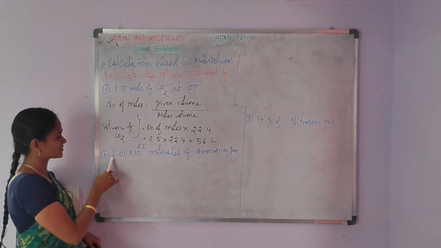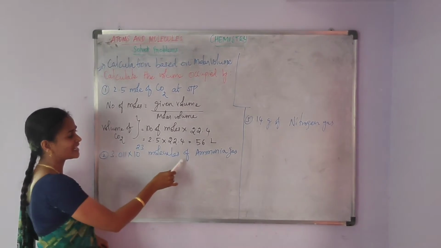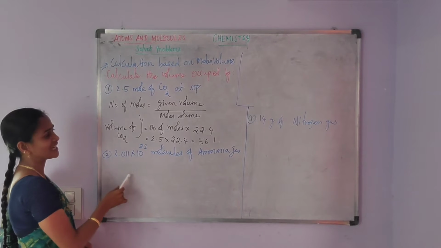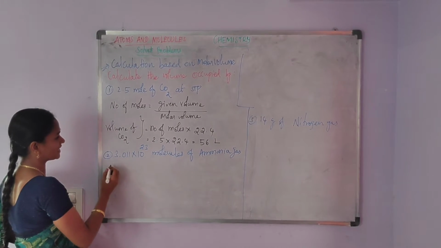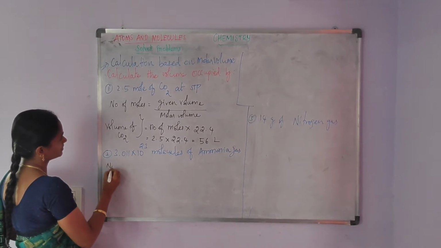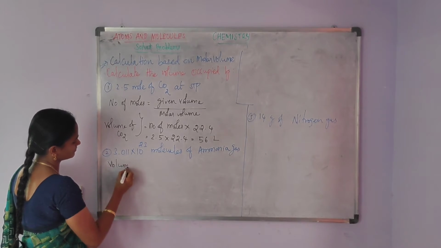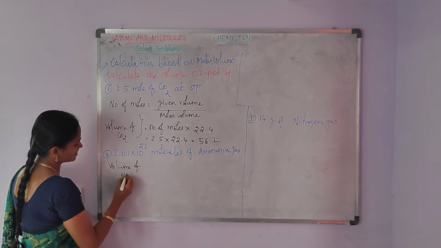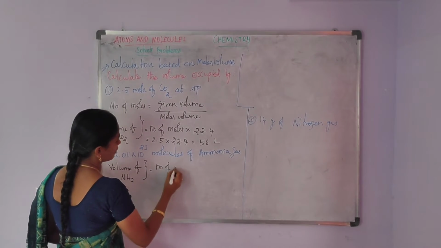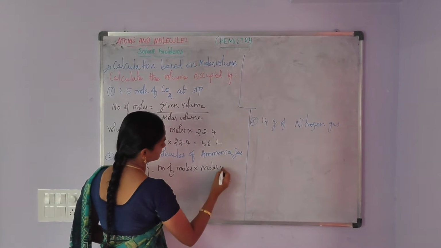The second one is 3.011 into 10 power 23 molecules of ammonia gas. We want to calculate the volume occupied by the ammonia gas. The formula is volume of ammonia gas is equal to number of moles into molar volume.